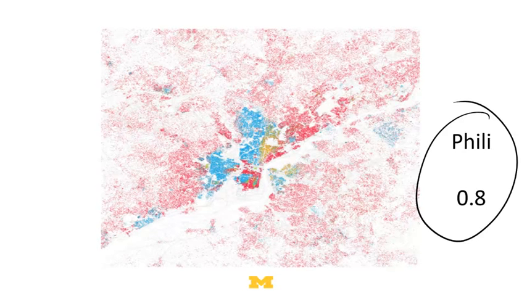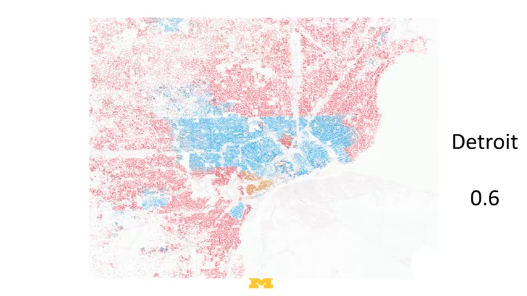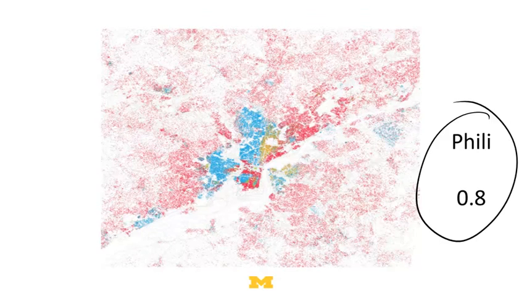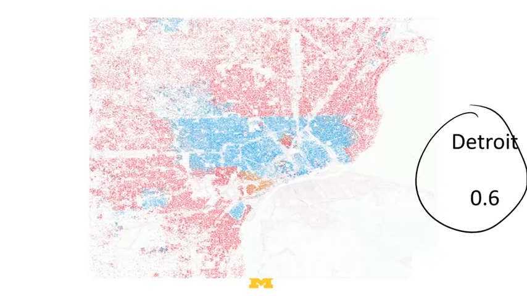And now we can do things like compare Philadelphia to Detroit. Remember, Detroit also looks segregated. Well, when you do Detroit, even though it looks just as segregated, the score is only 0.6. So Detroit is actually substantially less segregated than Philadelphia. Even though, if you look at these two pictures, here's Philadelphia and here's Detroit, it's very hard to tell the difference between the two.